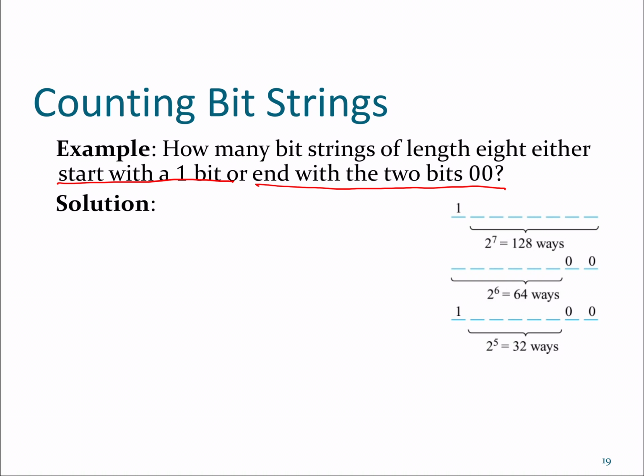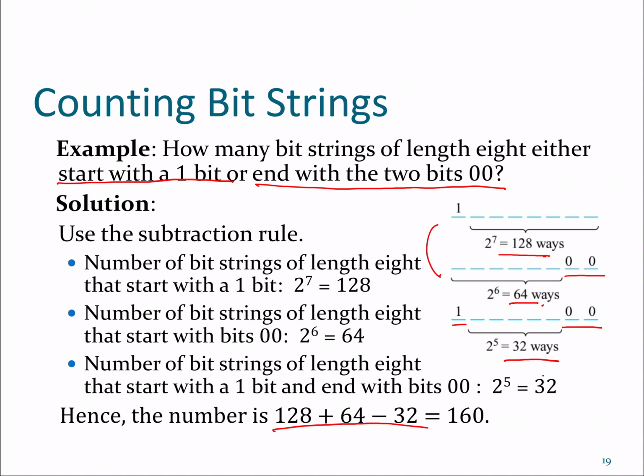So this will be the solution. Calculate how many different ways there are for strings that start with 1. This is your first number. How many ways are there to end with 0, 0? This is the second number. And the two methods have a common part, which is strings that start with 1 and at the same time end with 0, 0. So there is this third number. The first number plus the second number minus the third number shall be the answer. So this will be the answer right here.